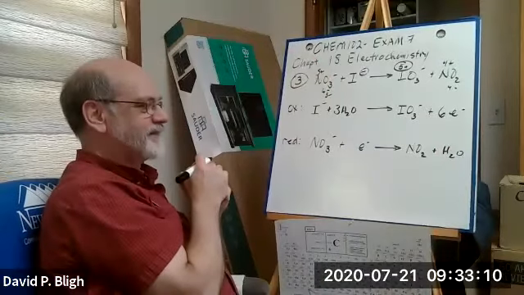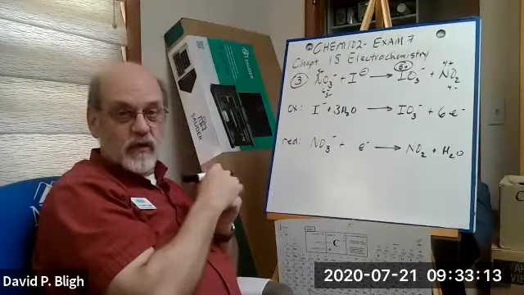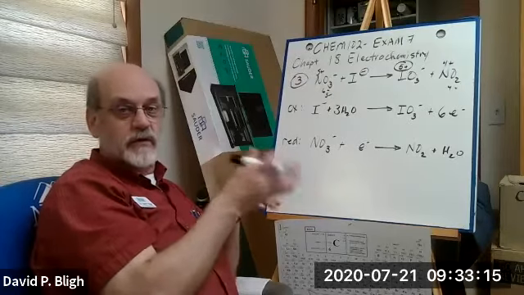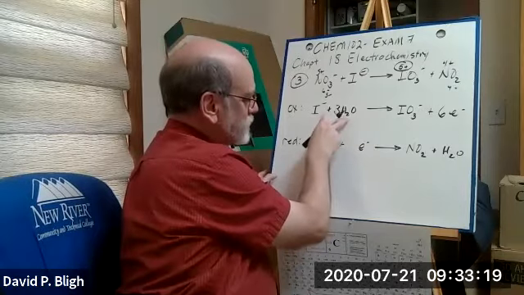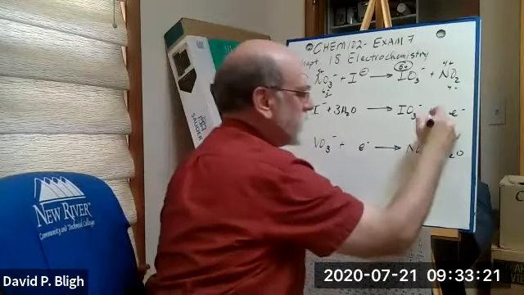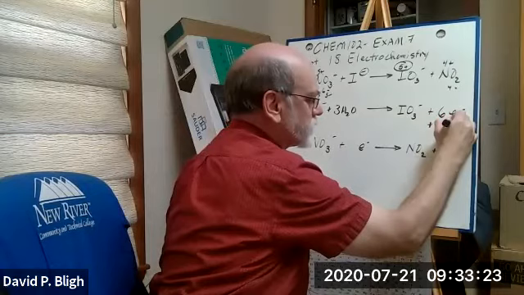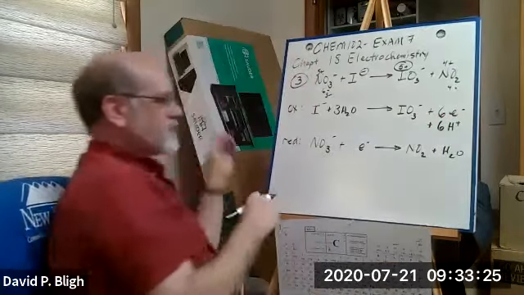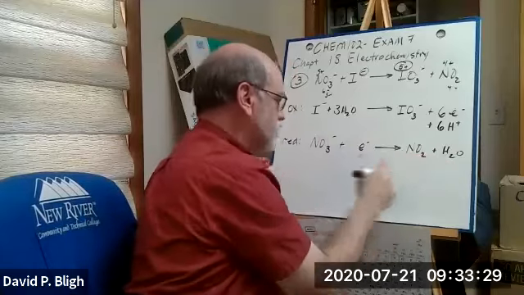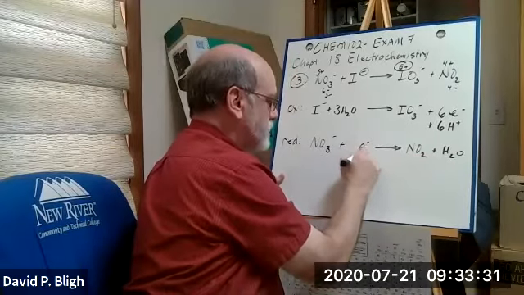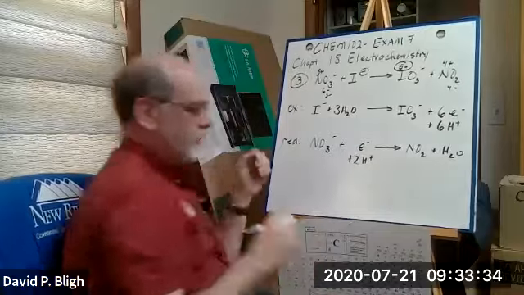Okay. Now we're in acidic solution, so we balance the hydrogens with protons. So we've got 6 hydrogens on this side. We need 6 hydrogens on that side. We've got 2 hydrogens on this side. We need 2 hydrogens on that side.